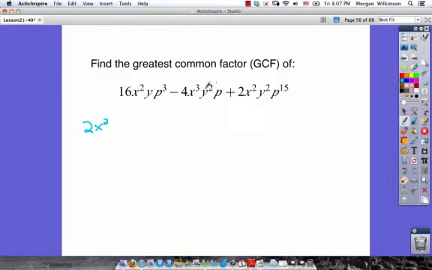Y, y squared, y squared. Well, they all at least have a y to the first power in common. Then, p to the third, p, and p to the 15th. Well, they all only have p to the first in common. So we get 2x squared yp as our answer. We've taken this big expression, and the greatest common factor is just little pieces of that entire expression.